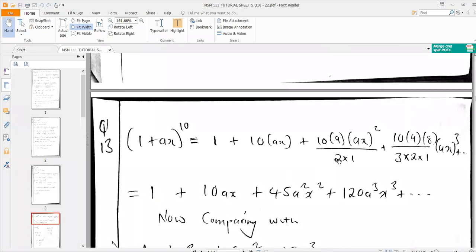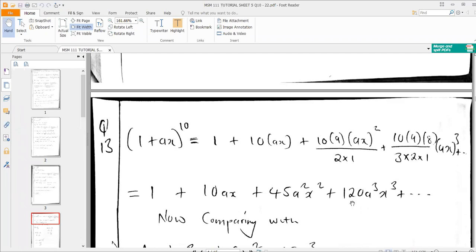So here we have 2, and then here there is 9. I've explained for this one. So this part is 3 into 9, we're having 3 there. Then 2 into 10, we're having 5. Now 5 times 3 is 15, 15 times 8, we're having the 120 there. And then here when we say ax to the power 3, it's a to the power 3, x to the power 3, and so on and so forth.